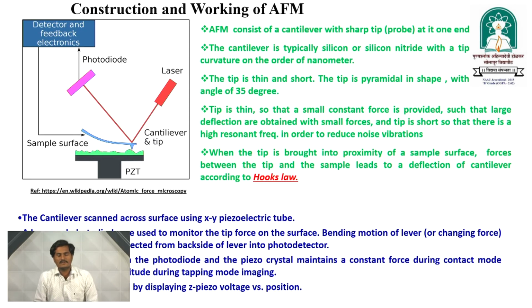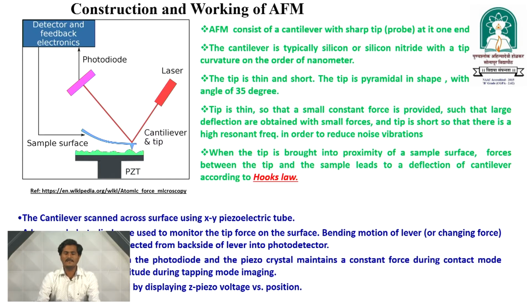Let us discuss the construction and working of the AFM. The schematic representation of the atomic force microscope is shown on the screen. It consists of a cantilever, tip, laser, photodiode, detector and feedback system. The AFM consists of a cantilever with a very sharp tip at one end, and that tip is used to scan the surface of the material. The cantilever is typically silicon or silicon nitride with a tip radius of curvature on the order of nanometers, in the range of 20 to 60 nanometers.